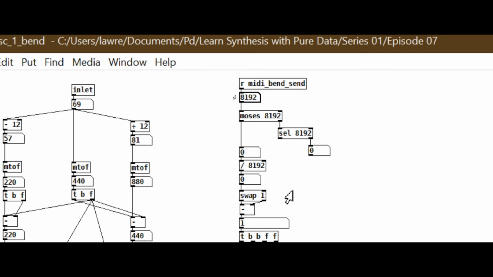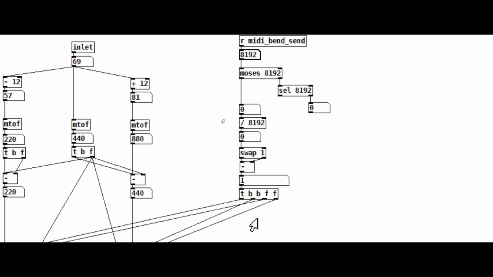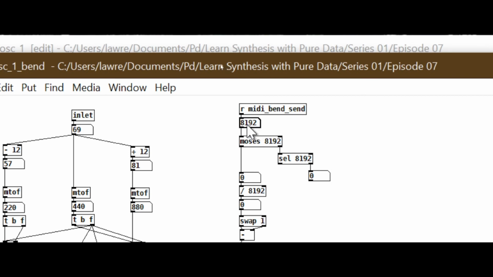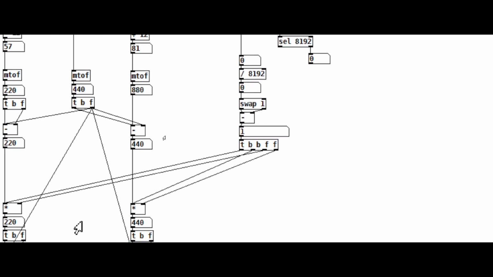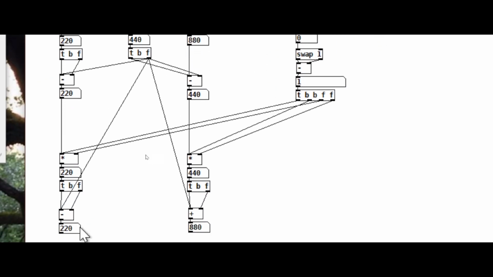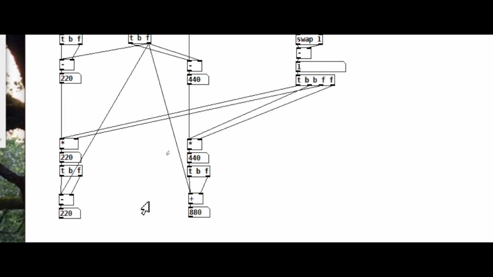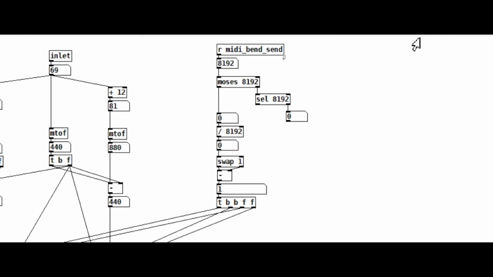Alrighty. Now, so this is still as if it was bending all the way down. The 8192 came out here. We need this to basically, okay, let's do this first, the calculations of it bending up.